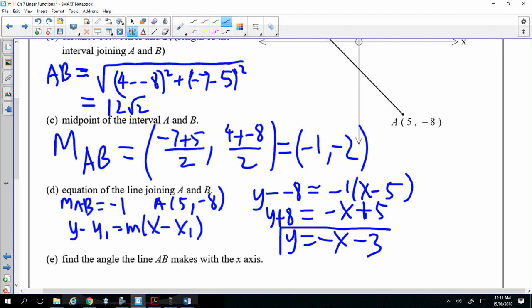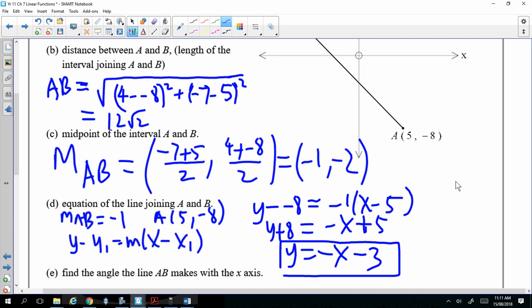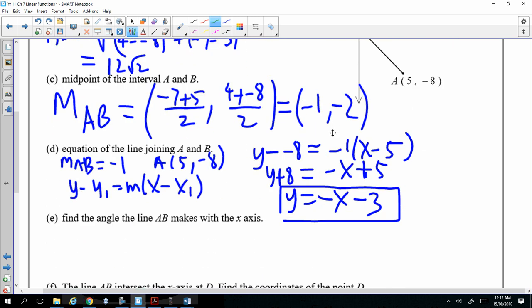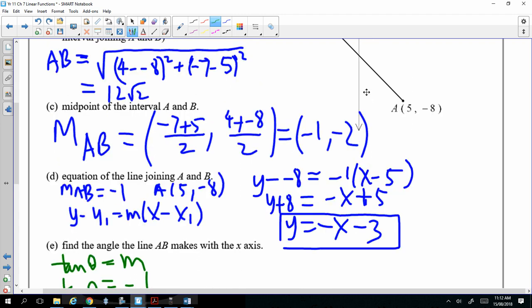Alright, now we have to find the angle the line makes with the x-axis. Think about what to do. Yep, the line makes this angle with the x-axis, and that angle can be found using the formula tan theta equals m. So tan theta equals -1 because the gradient is -1. It's always the angle with the positive direction of the x-axis. If the line was here, you got this angle; if the line was like that, you got this angle. You always start from the x-axis.